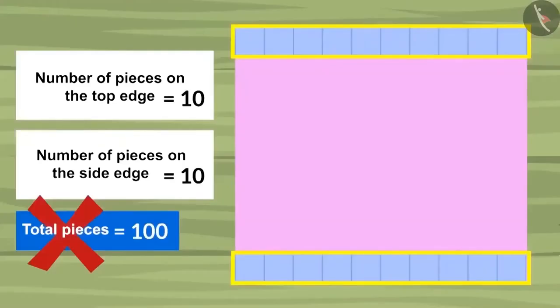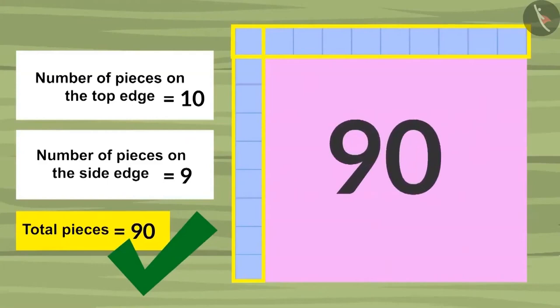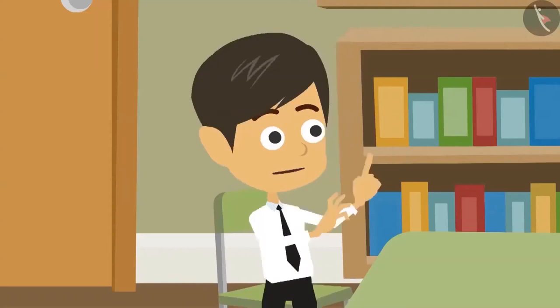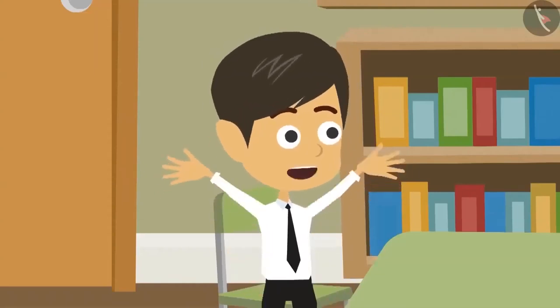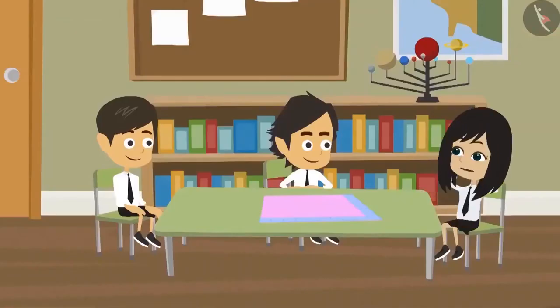The first answer was coming to be 100 pieces. Now the answer is 90 pieces. And this is the correct answer. So, a total of 90 pieces will be required to cover this paper. Oh, now I get it. This method is much better. With this, any shape can be measured with fewer pieces. Yes, that's what I was saying.